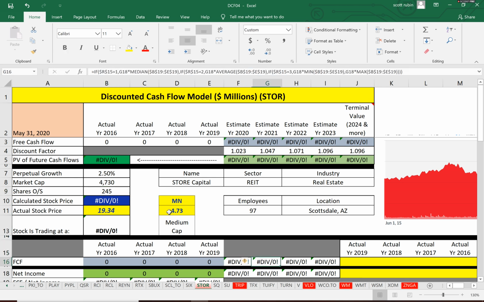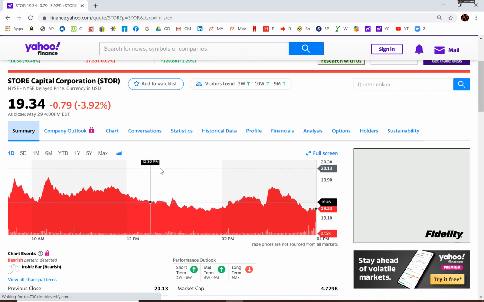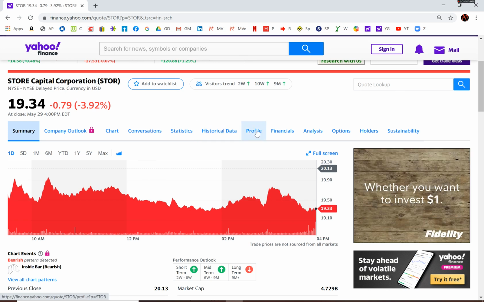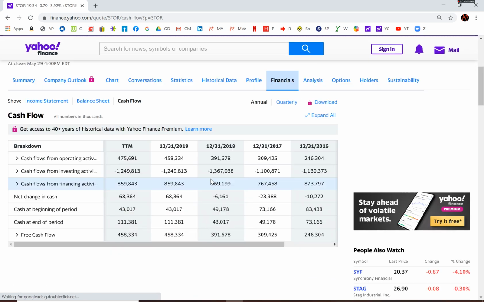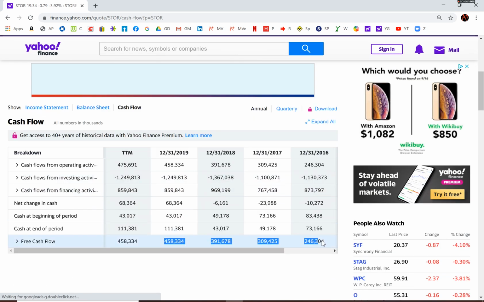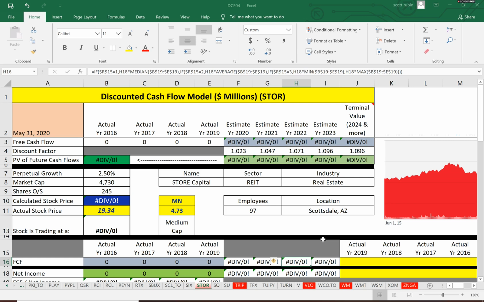Next is free cash flow. The best way to calculate the stock price for a company is to estimate future free cash flow and discount that number back to today's dollars. So we'll just look at the cash flow statement in Yahoo Finance and get that number.